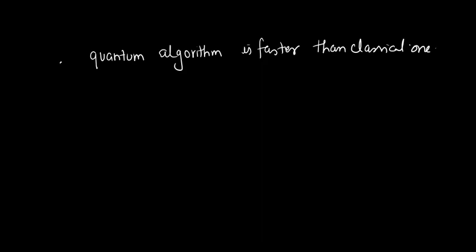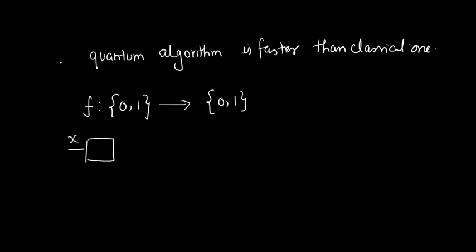So for this, the problem in hand is we have a function f which takes a single bit as input and provides a single bit as the output. Right? It's a classical digital circuit where there is one input, and if we apply f, the input is 1 bit, and the output is also 1 bit.